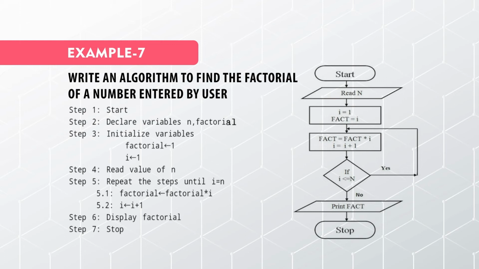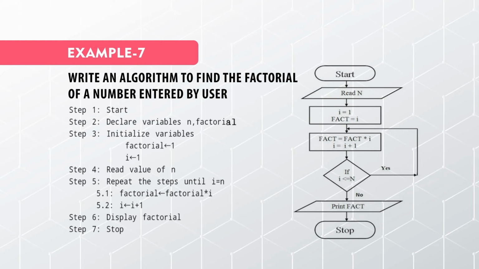So factorial is equal to factorial into I, that is 1 into 2, and 2 is stored in factorial, and I is incremented to 3. Now I is equal to the number entered by the user, but this step will be executed one more time, that is 2 into 3, so this is 6. Now I is equal to 4, so I is not equal to n. So the answer of factorial, 1 into 2 into 3, that is 6, is displayed as the output. Let's map this algorithm into the flowchart.